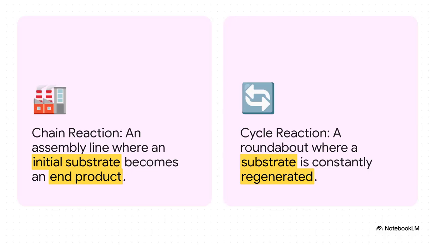Now, these metabolic processes usually follow one of two main patterns. On the left, you're looking at a linear chain. You can picture this like a factory assembly line, right? Something goes in one end, gets modified at each station, and a final product comes out the other side. But on the right, we have a cycle. This is more like a traffic circle, where a key molecule gets used and then regenerated at the end, ready to start the whole process all over again.